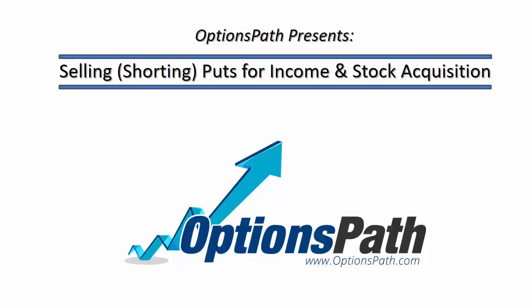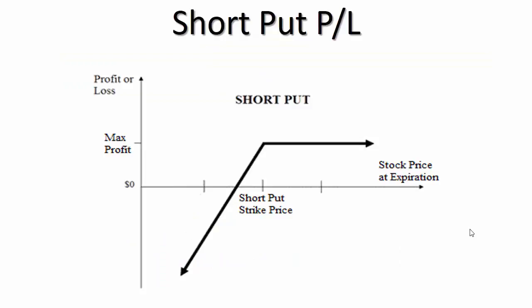Now let's take a quick look at a profit and loss graph of a short put. So we could see from the short put P&L graph here that we have the short put strike price here. Now if the price of the underlying stays above the strike price, then we could get full premium right here. Now if it goes below the short put strike price and then below the break-even point, then we could see that we have losses right here on that premium.